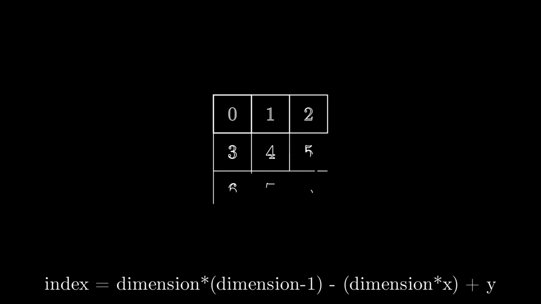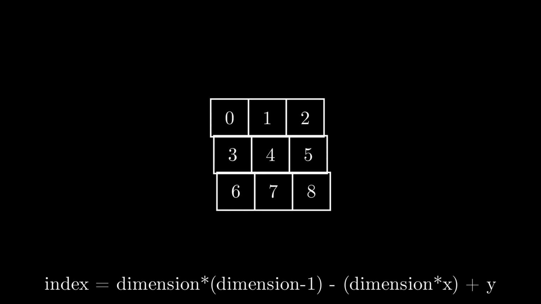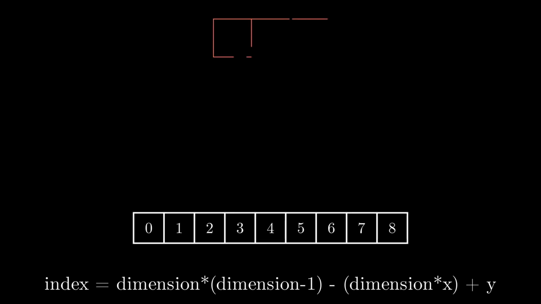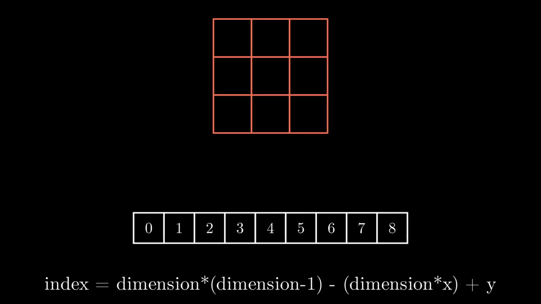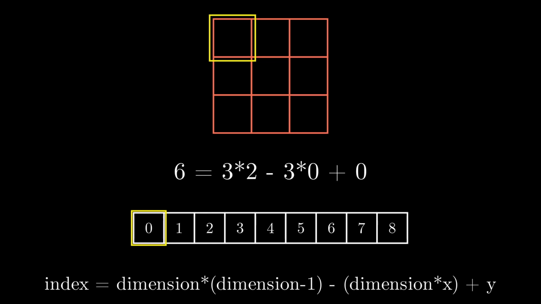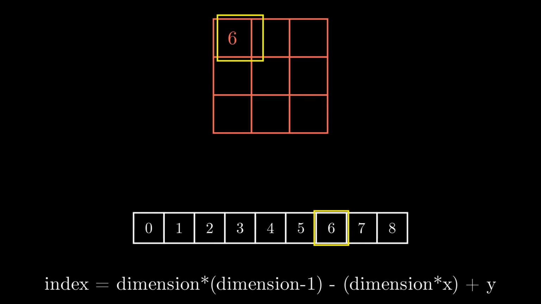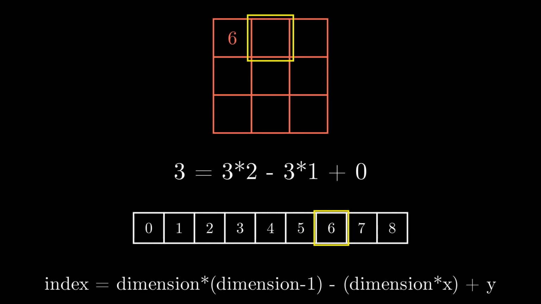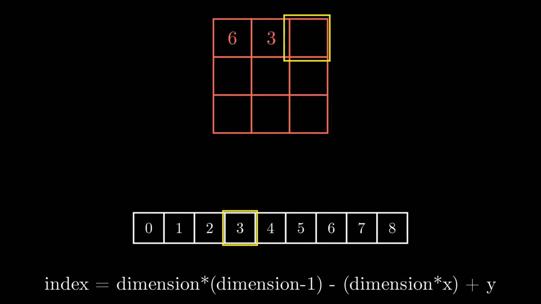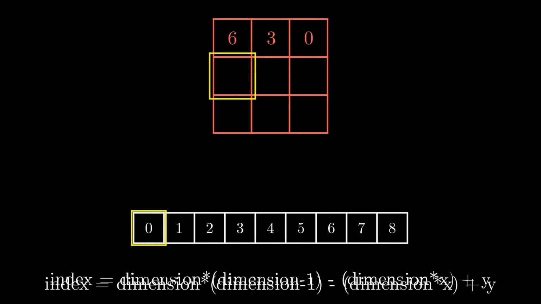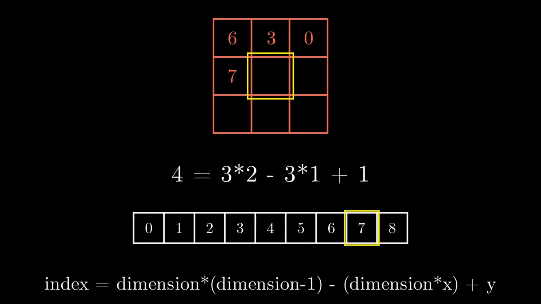Let's take this 3 by 3 matrix and apply our formula on it. For the cell at the position 0, 0, we replace x, y, and the dimension in our formula, and it gives us 6. All we have to do is access the 6th element in our one-dimensional array and put its value there. Same goes for 1, 0. The result is 3, so we access it and put its value. To build our rotated matrix, we simply apply this formula on every single cell.